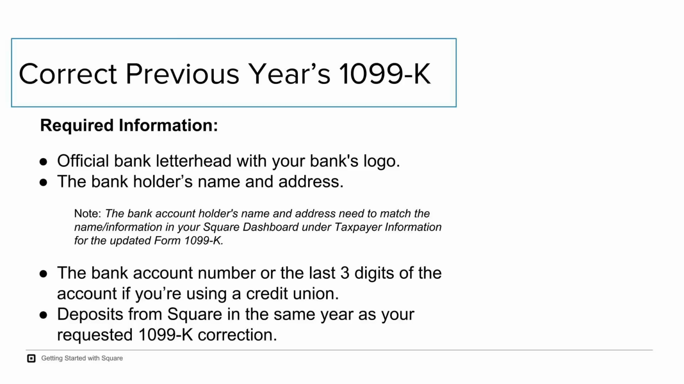The bank statements that you're sending us should clearly show the following. Your statements should clearly show official bank letterhead with your bank's logo, the bank holder's name and address. Also, the bank account holder's name and address need to match the name and information in your Square dashboard under the taxpayer information section. The bank account number or the last 3 digits of the account if you're using a credit union, and it'll also need to display deposits from Square in the same year as your requested 1099-K correction.